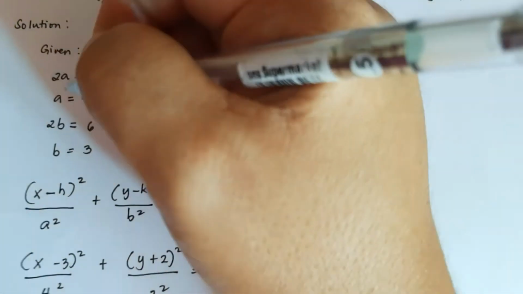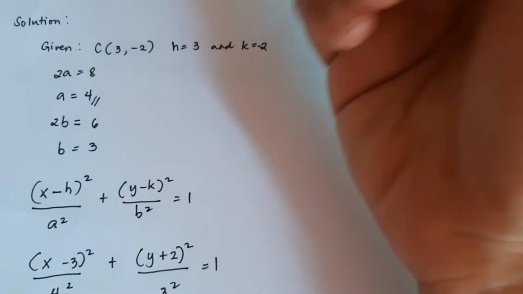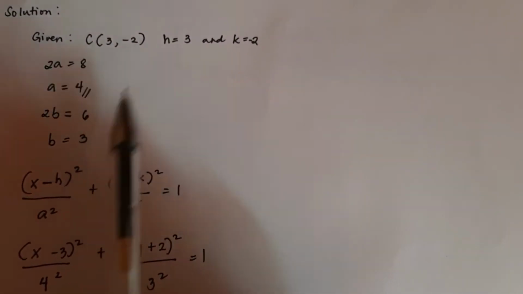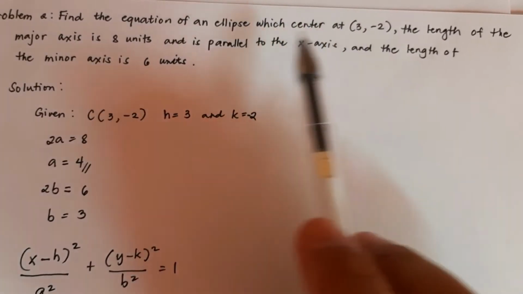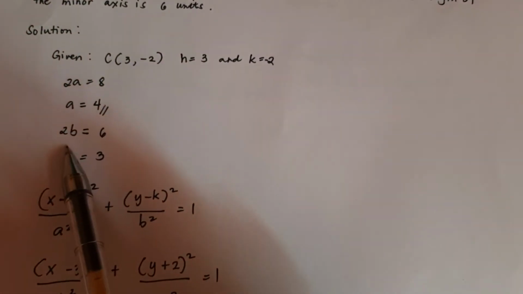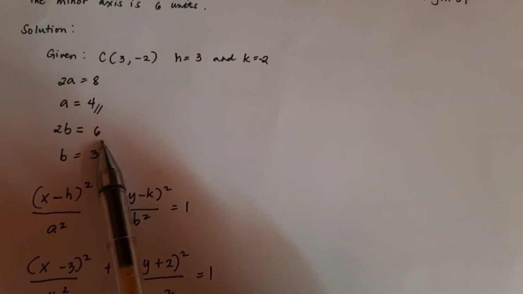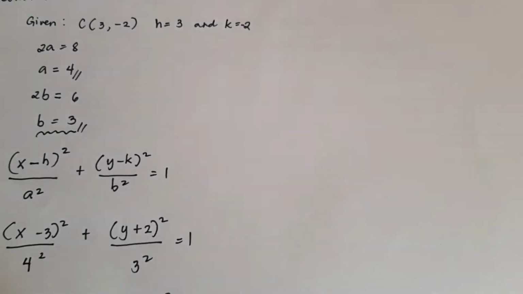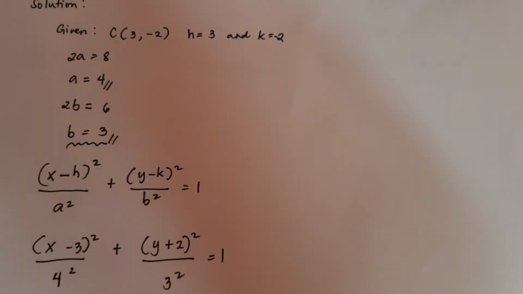So, may value ka na ng a. And then, 2b is equal to 6. No? Kasi ang sabi, the length of the minor axis is 6 units. So, therefore, meron ka ng 2b is equal to 6. Therefore, your b will be 3. Or, yeah. Daming pala tandaan. May ganun na, may ganun pa. Okay.